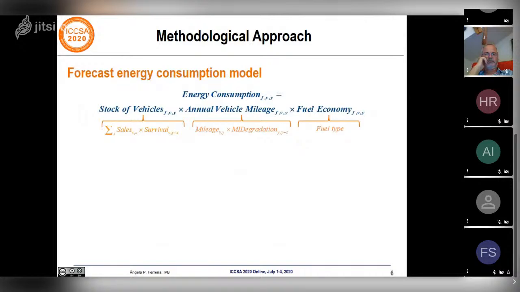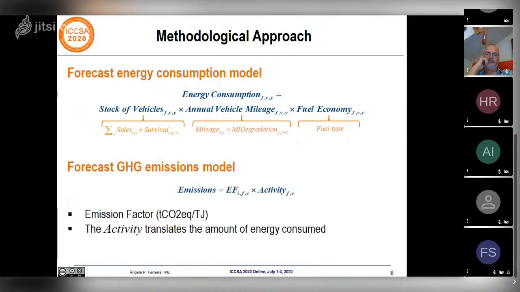The annual vehicle mileage is understood as the estimated distance traveled times a degradation rate, which in turn is a function of the vehicle age. And the fuel economy is directly linked with the type of fuel used, if gasoline, diesel, LPG, or electricity. With regard to the greenhouse gas emissions, they are found using the emission factor in tons of carbon dioxide equivalent per terajoule times the activity, which translates the amount of energy consumed as a function of the type of vehicle and the mileage.